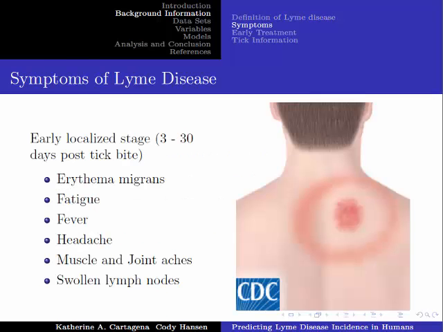Assuming you didn't remove the tick in time, you would most likely present with the following symptoms. Erythema migrans, or the common bullseye mark that you can see on the right side of the page, occurs in about 70 to 80% of the infected, and it's the most obvious symptom of this disease. Fatigue and fever are also common, as well as headaches, muscle and joint aches, and finally, swollen lymph nodes.